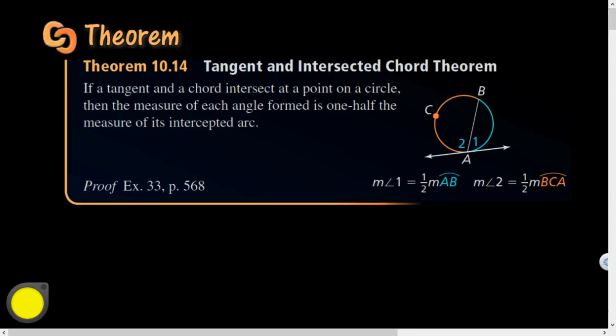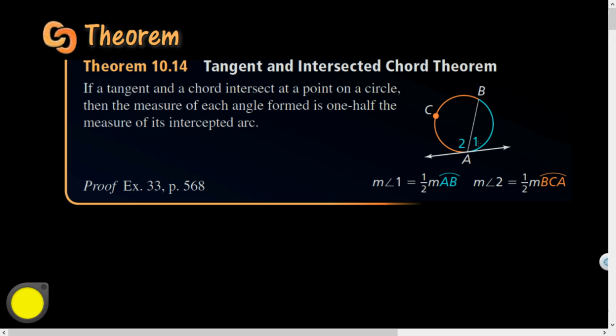Mr. Waddy here. Today we're going to talk about a whole bunch of properties of chords intersecting, or tangents or secants intersecting with one another. These theorems are going to come at you fast, so look out. Here it comes. Tangent and intersected chord theorem.